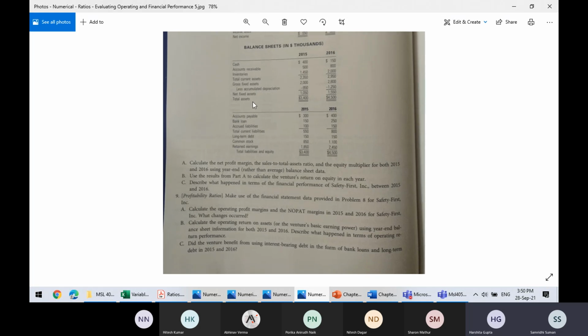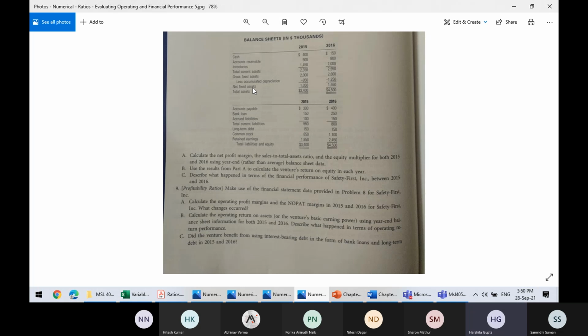Okay, so we have to calculate profitability ratios. Yeah, this is visible now. Make use of the financial statement data provided in problem 8 for Safety First Incorporation. Calculate the operating profit margins and the NOPAT margins in 2015 and 2016 for Safety First Incorporation. What changes occurred? Okay, let me read the questions so that we can jump to the answers straight away.